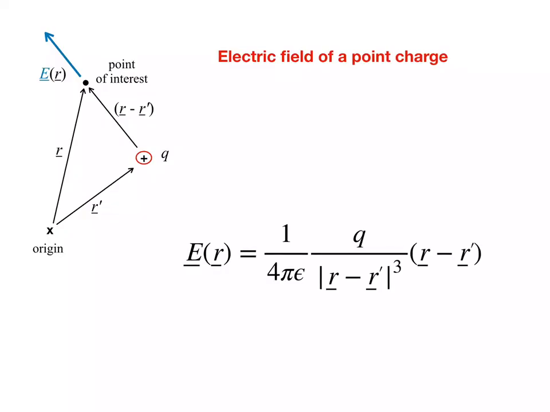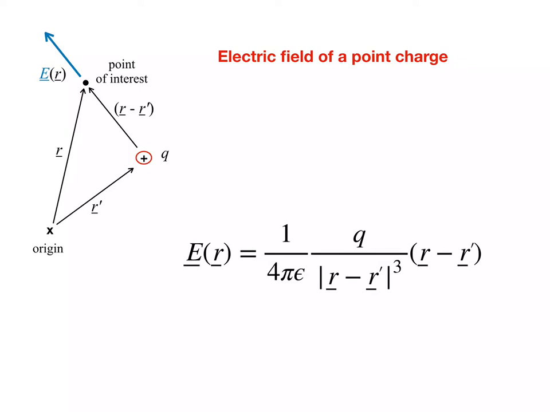Due to the infinite range of the electrostatic interaction as expressed by the Coulomb force law, electric fields permeate all space. Electric fields are the consequence of charges or distribution of charges. The sketch shows the electric field vector at a point of interest at the location r that is created by a point charge at the location r'.